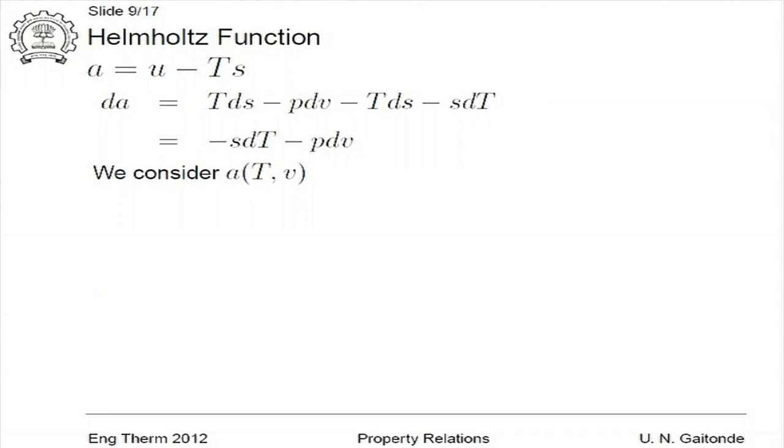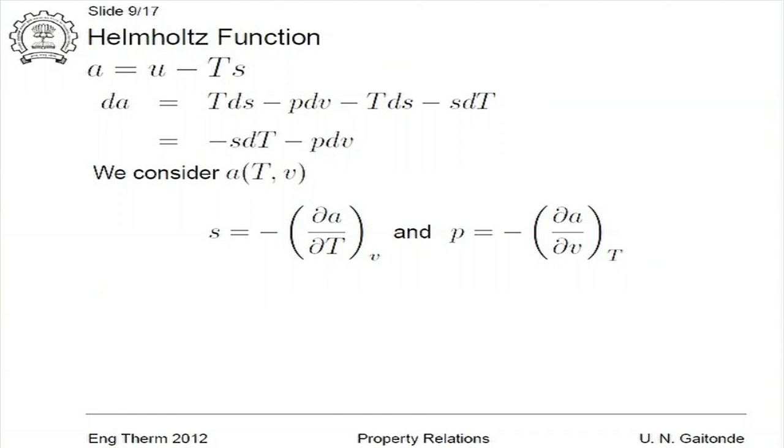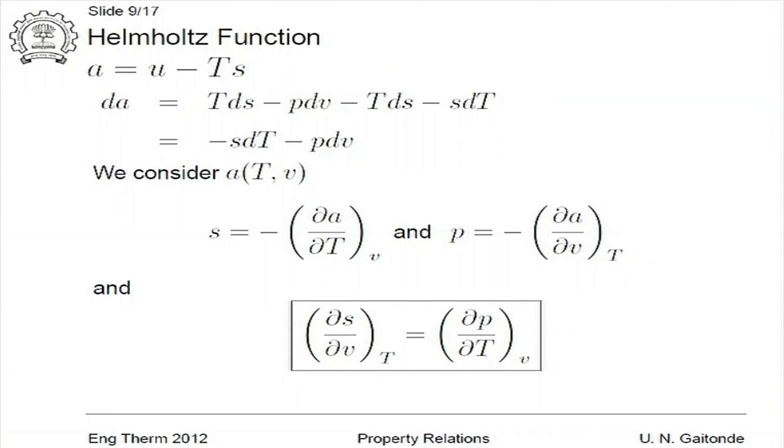Consider A as a function of T and V, because there is a dT here and a dV here. You will get entropy to be negative of partial of A with respect to T at constant V, and pressure is negative of partial of A with respect to volume at constant T. And look at what the cross derivative tells us.